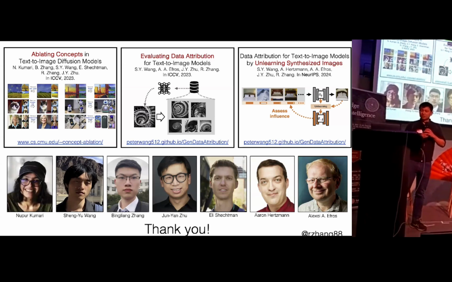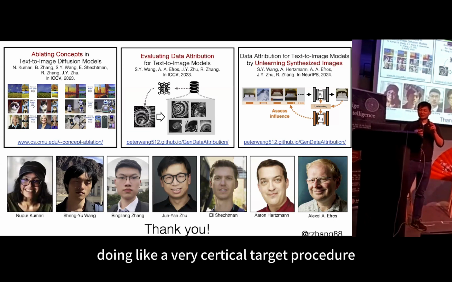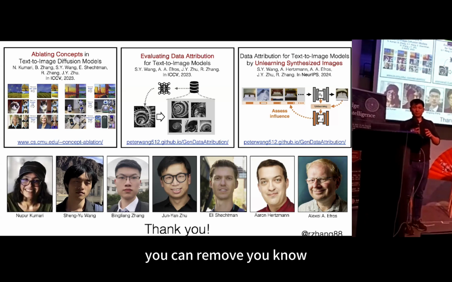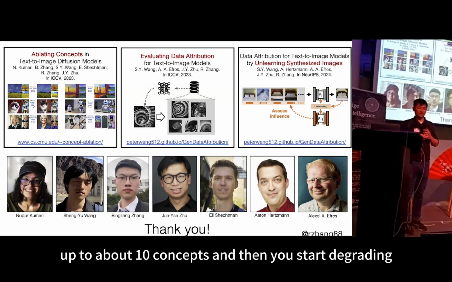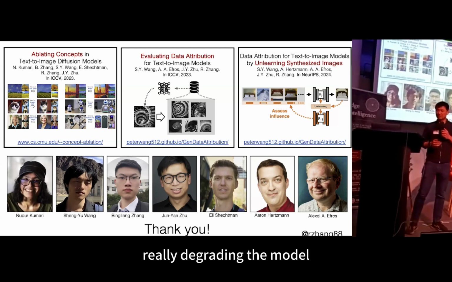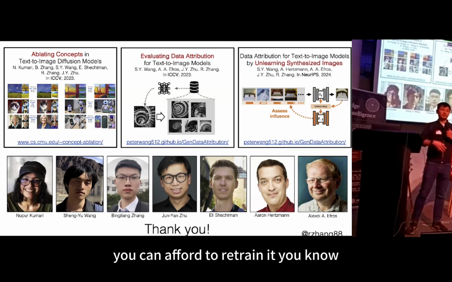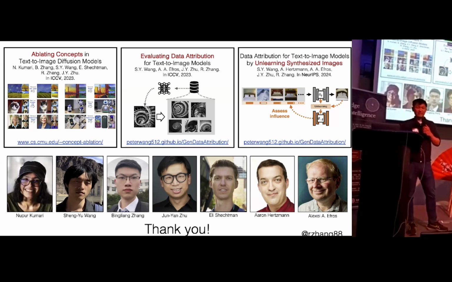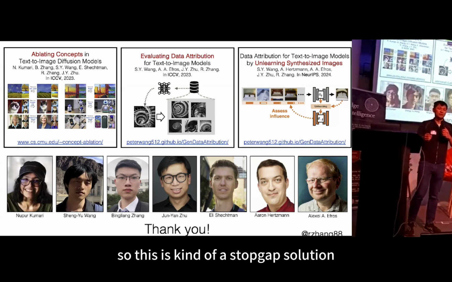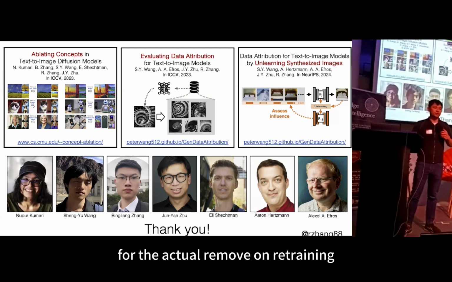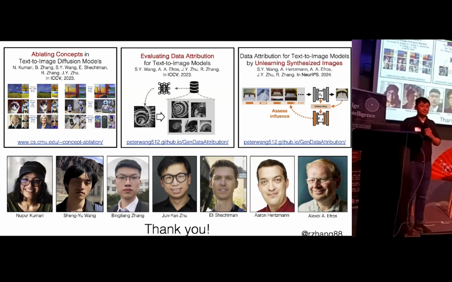Ideally you would just be doing a very surgical, targeted procedure, but there is going to be damage. So you can remove one concept, you can remove a few concepts, up to about 10 concepts, and then you start really degrading the model. But at some point, you can afford to retrain it, maybe on a monthly basis. But on a daily or hourly basis, you don't want to be retraining the model over and over. So this is kind of a stopgap solution for the actual removal and retraining. Great question.